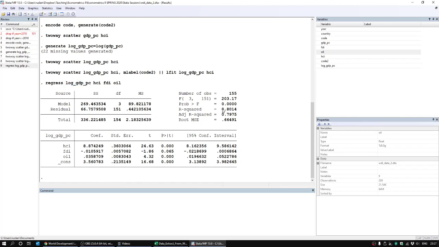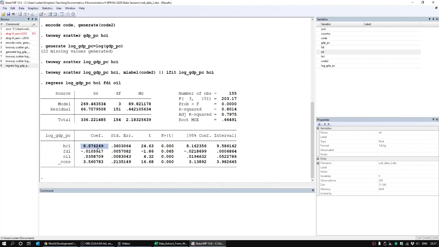Actually, R squared is quite large. About 80% of variation in the logarithm of GDP per capita is explained by the human capital index, foreign direct investment, and oil. You can see that the human capital index has the highest magnitude effect. You see, and it's statistically very significant. I'm suspicious that this human capital index also includes GDP per capita. That's why it's that large.